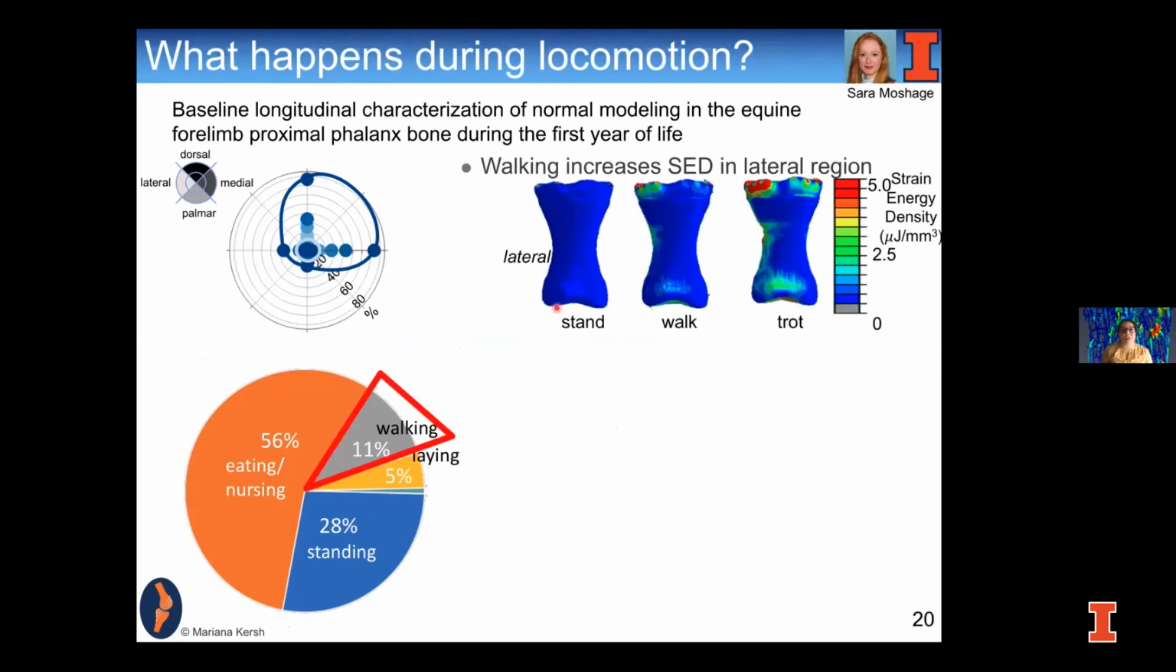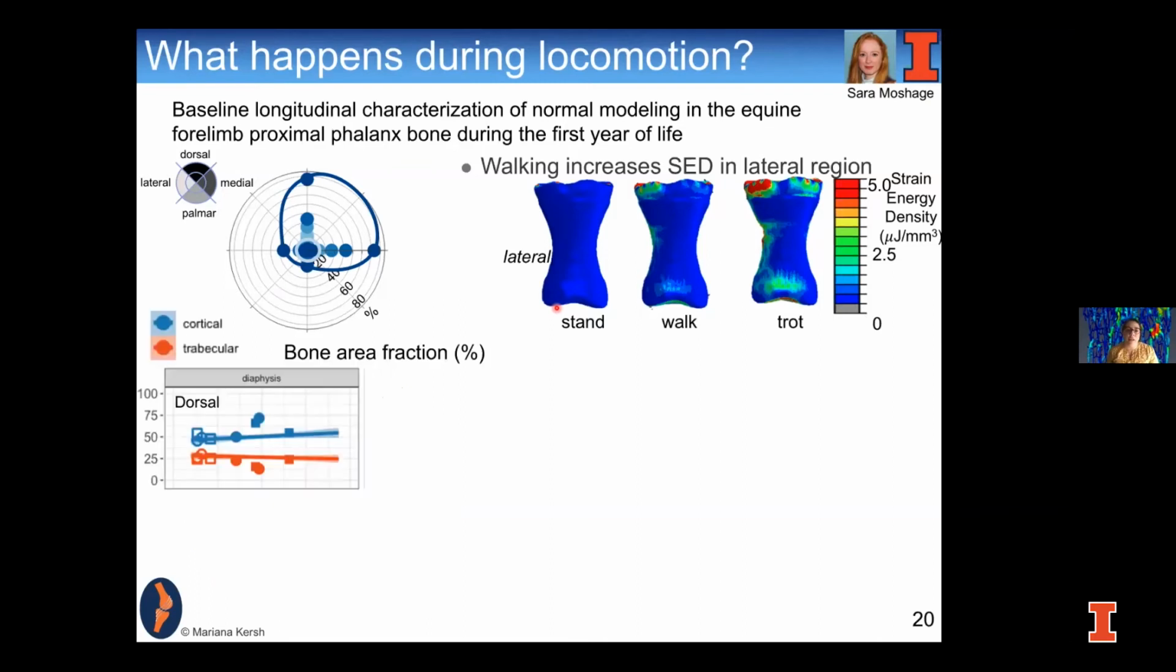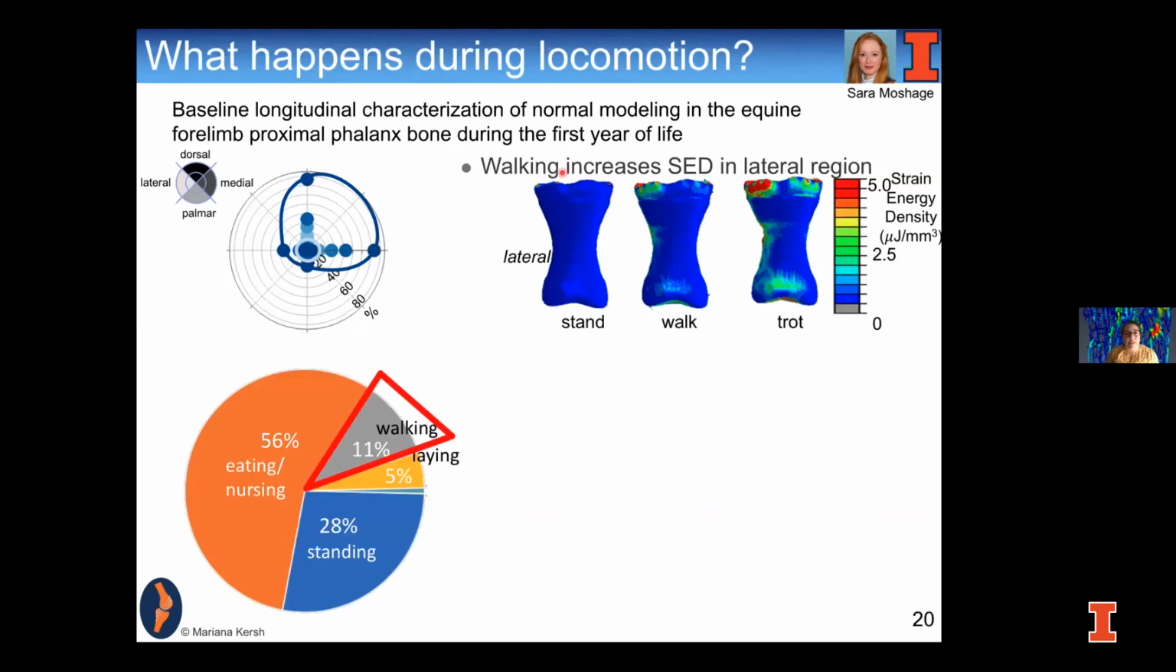I'm just showing you, these are very preliminary results, but they're really inspiring for us because they do tell us a little bit about what we might be able to predict in terms of the bone response to exercise. So we ran another set of models where we now imparted the loads from walking and trotting, just ground reaction force-based loads, essentially propagated up through the P1. And what we see is that this lateral side, where there's little cortical bone, actually does increase in strain energy density.